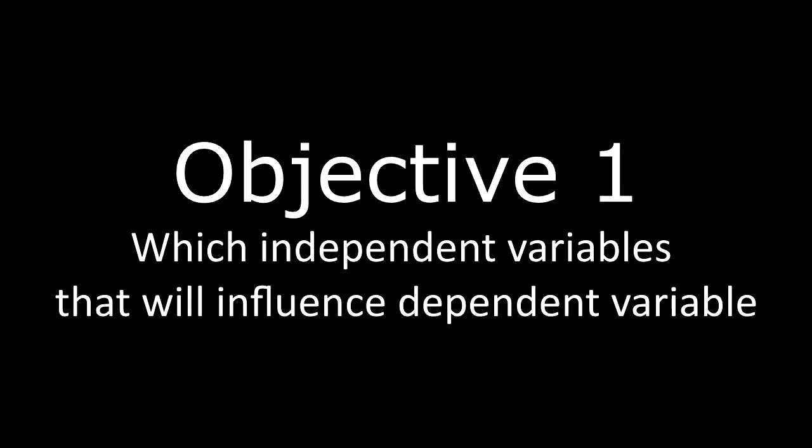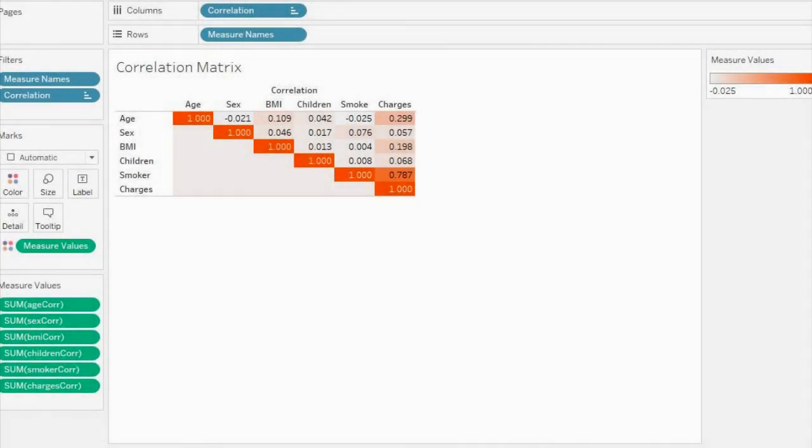First objective, correlation matrix with independent variables that will influence the dependent variable. We have 6 variables here. Actually, both sex and smoker variables are qualitative data. Then, we convert them to dummy data in order to create the correlation matrix. For the smoker variable, we set 1 for smoker and 0 for non-smoker, while in the sex variable, 1 is for male and female is denoted as 0.